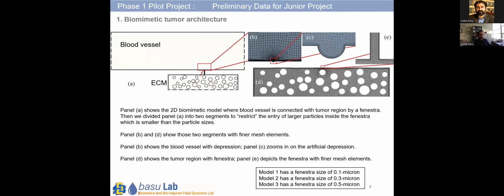We first modeled a three-phase transport in the blood vessel and measured the volume flux of plasma entering this very small groove that leads to the fenestra opening into the tumor. In the second step of the simulation, the same plasma volume flux was tracked through the ECM region, which is over here.